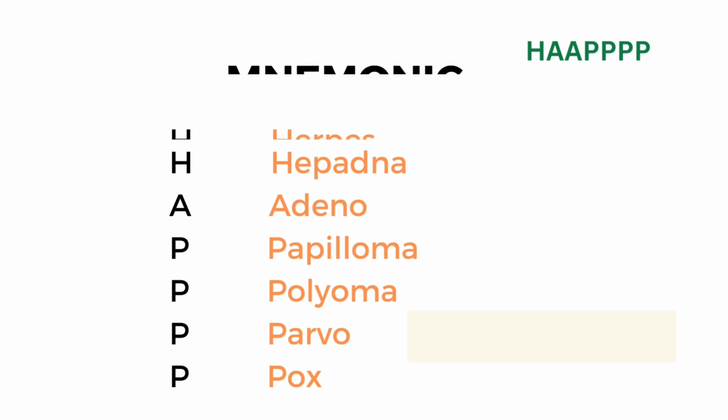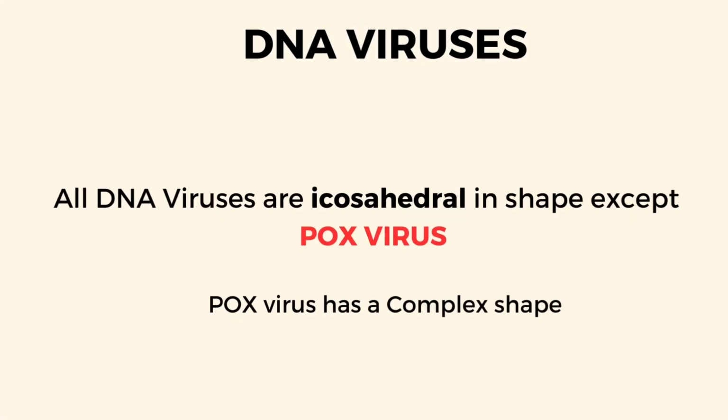Now some important points regarding the classification of viruses. All the DNA viruses are icosahedral in shape except the pox virus. Pox virus has a complex shape. You need to remember there are three shapes of viruses: one is helical, second is icosahedral, and the third is complex. All the DNA viruses are icosahedral in shape except the pox virus. Only the pox virus has a complex shape.